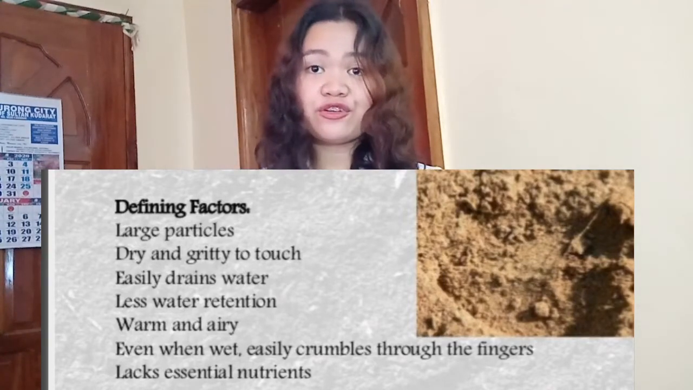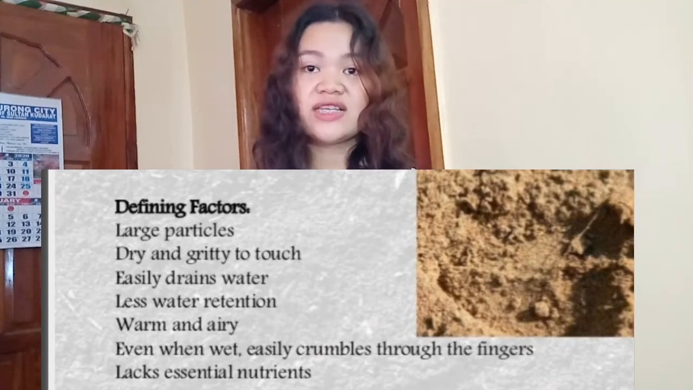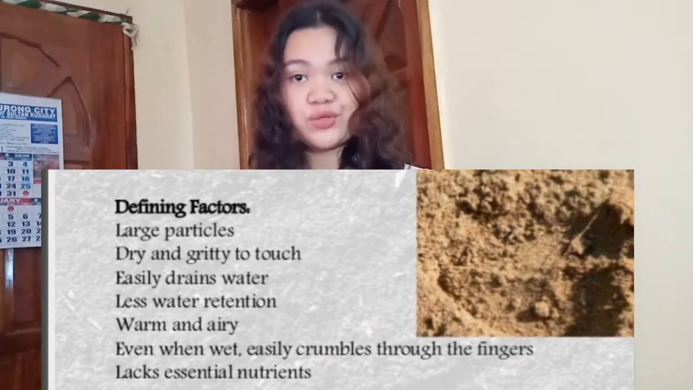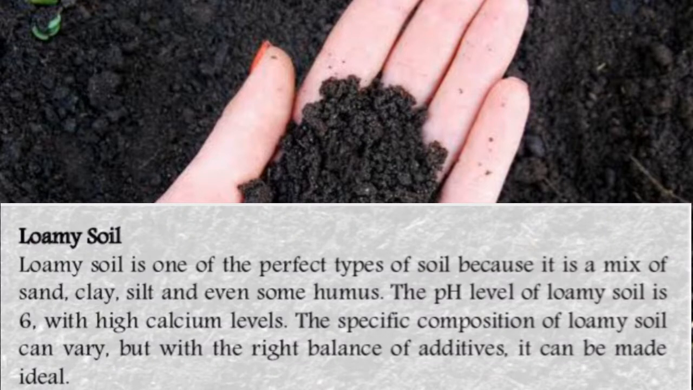It is ideal for crops like watermelons, peanuts, and peaches, tulips, citrus, and hibiscus. The fourth soil is called loamy soil. It's one of the perfect types of soil because it is a mix of sand and clay and silt and even some humus. The pH level of loamy soil is 6 with high calcium levels.